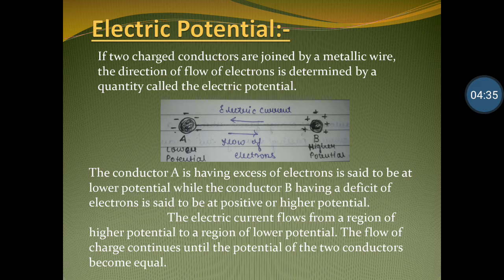So conductor A, having excess of electrons, is said to be at lower potential, while the other conductor B, having deficit of electrons or excess of protons, is said to be at positive or higher potential. The electric current flows from a region of higher potential to a region of lower potential. The flow of charge continues until the potential of the two conductors becomes equal.